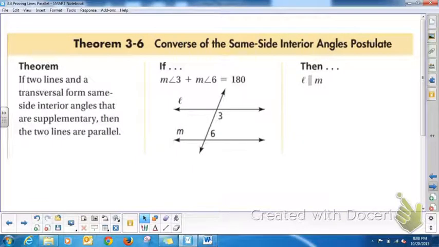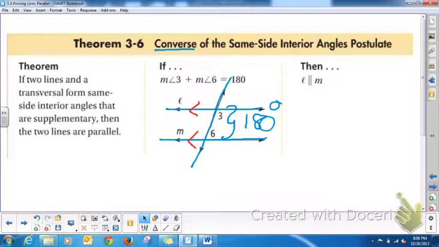The next theorem that we have is Theorem 3.6, the converse of the same side interior angles postulate, or another name is consecutive interior angles. If two lines, so again we have line L and line M, and a transversal, form same side interior angles that are supplementary. So if you know that the measure of angle 3 plus the measure of angle 6 equals 180 degrees, then you know these lines are parallel to each other. You can prove that these lines are parallel.